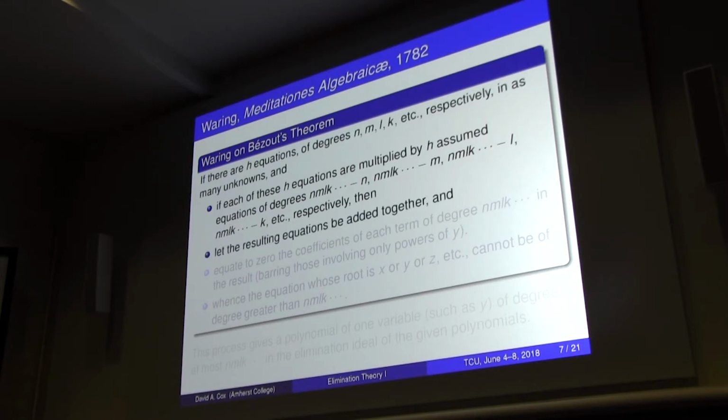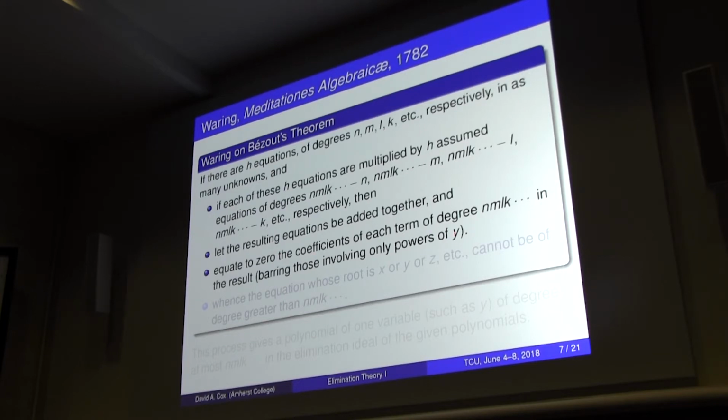And then it says, let the resulting equations be added together, equate to 0 the coefficients of each term of this degree, because the whole point is that if those are the degrees of the given equations and these are the degrees of the multipliers, then when you do the product, they have just the product of the degrees. And so basically you equate to 0.